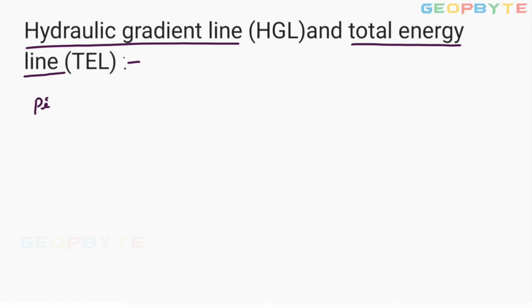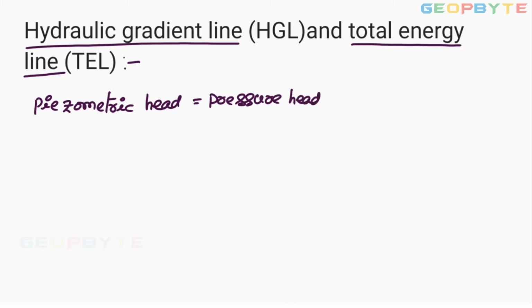Remember, piezometric head means, listen carefully, the sum of the pressure head and potential head. The sum of the pressure head and potential head is called piezometric head. You know, pressure head equals P by rho g, potential head equals Z.